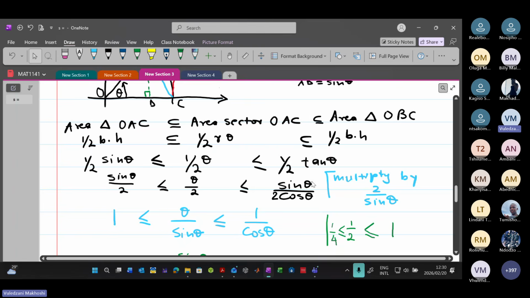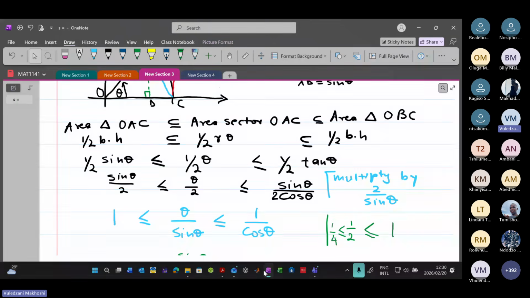Okay. We are simplifying, right? We realize that we have sine theta over 2. Can you see here? Sine theta over 2. And you can also see sine theta over 2 here. We just want to remove this sine theta over 2 throughout. How do we do that? We just multiply by its reciprocal. That's why.